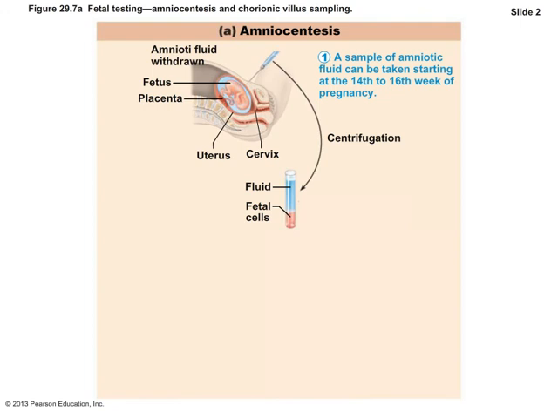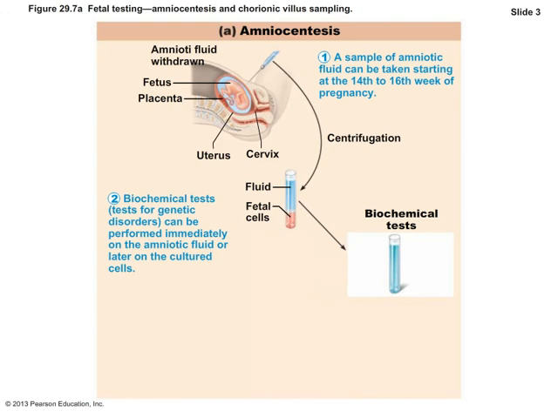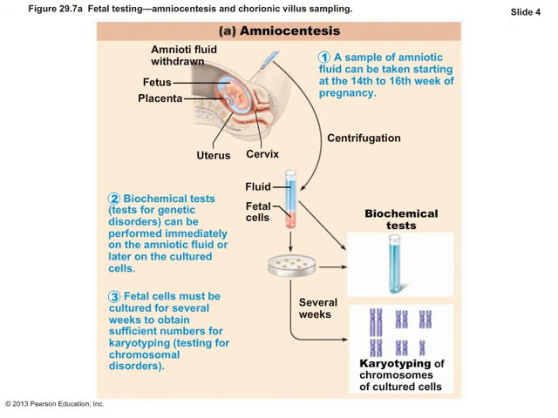Now, one thing we can do immediately with that fluid is we can do a series of ELISA-based tests looking for proteins that are consistent, let's say, with a child that might have Down syndrome. So that's a biochemical test that can be done right away. On the other hand, those biochemical tests aren't 100% accurate. And so if we're doing amniocentesis, we're also going to culture some of those fetal cells that were collected and eventually grow them enough so that we can karyotype them and count the numbers of chromosomes.